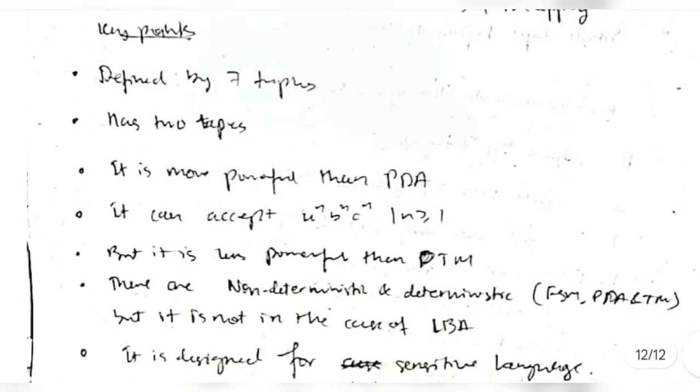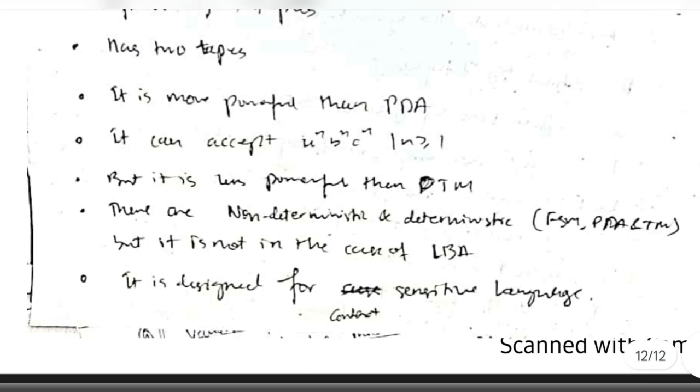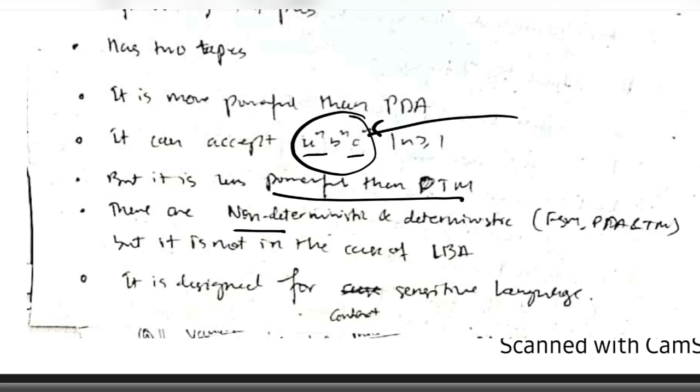And the key points are as follows. It's defined by 7 tuples. It has 2 tapes, the working tape and the moving tape, and it is more powerful than push down automata. It can accept the strings a power n, b power n and c power n. This is the drawback of PDA. PDA cannot accept the string a power n, b power n and c power n. And it is less powerful than the Turing machine. Non-deterministic and deterministic versions are there in the other three, but in LBA it's not the case. LBA is just LBA. And it is designed for context sensitive language.